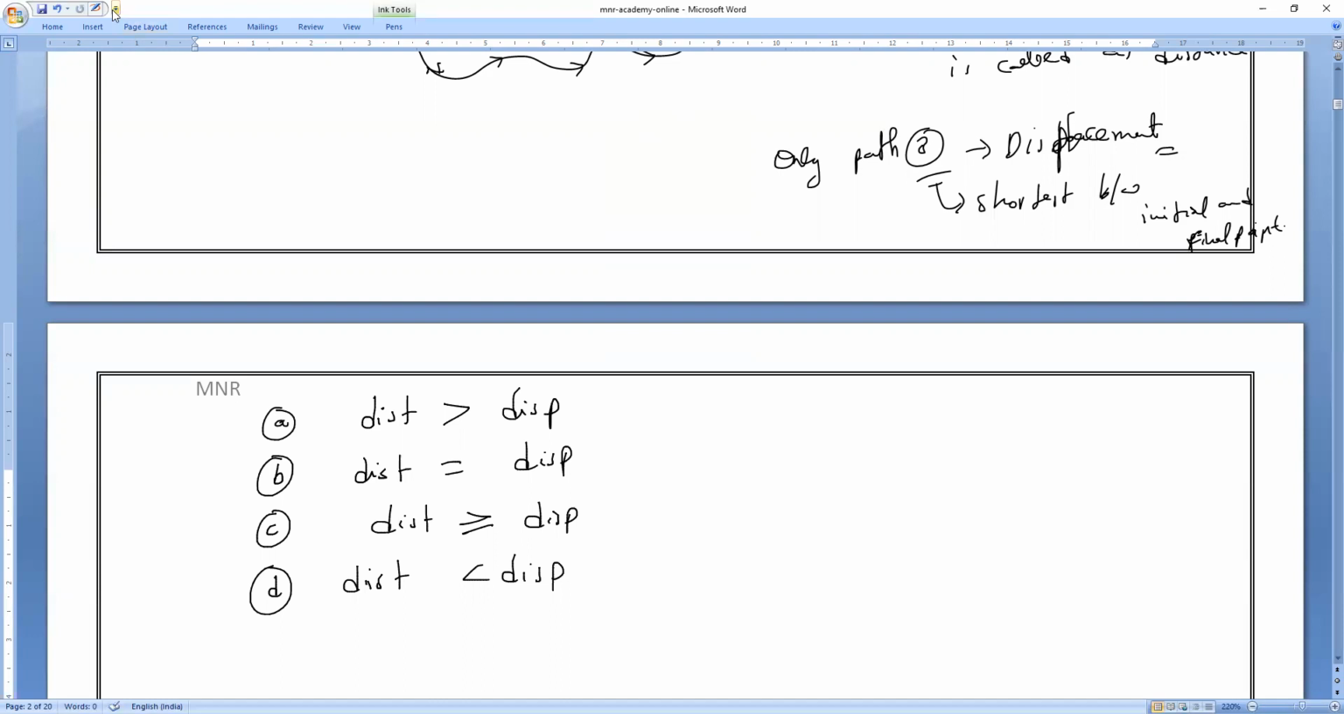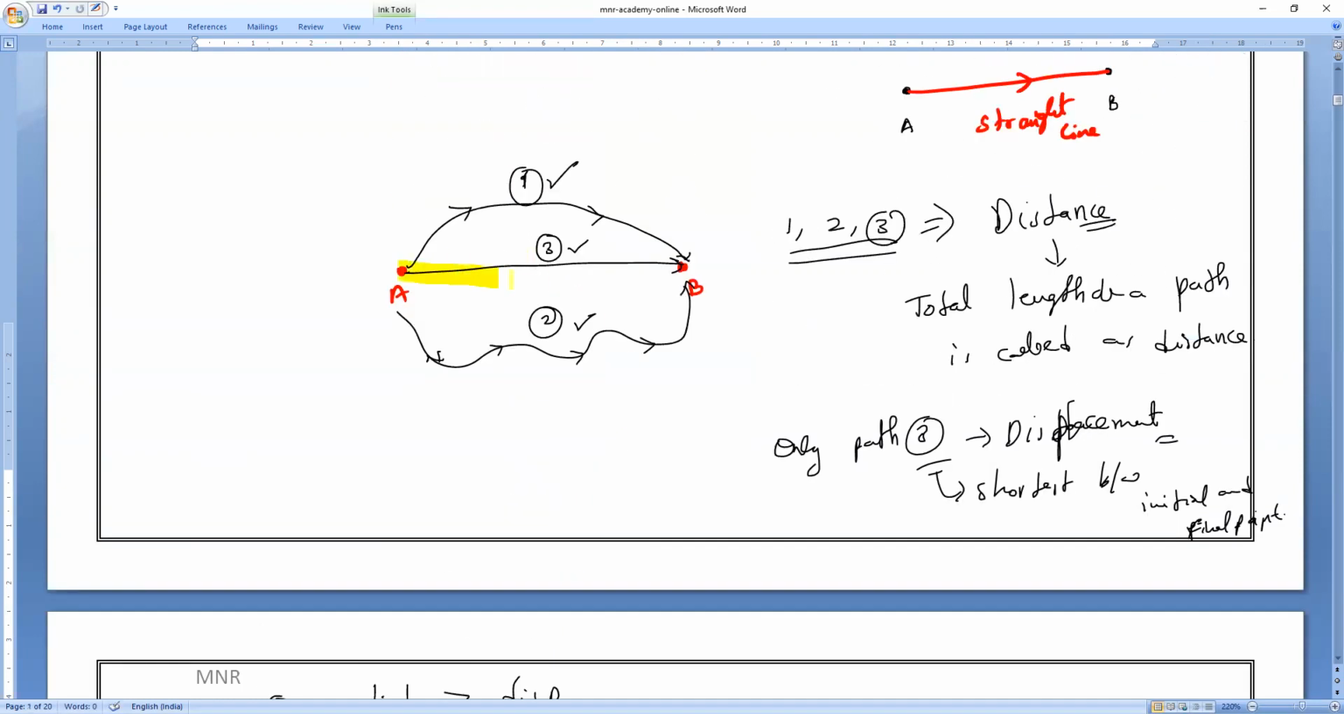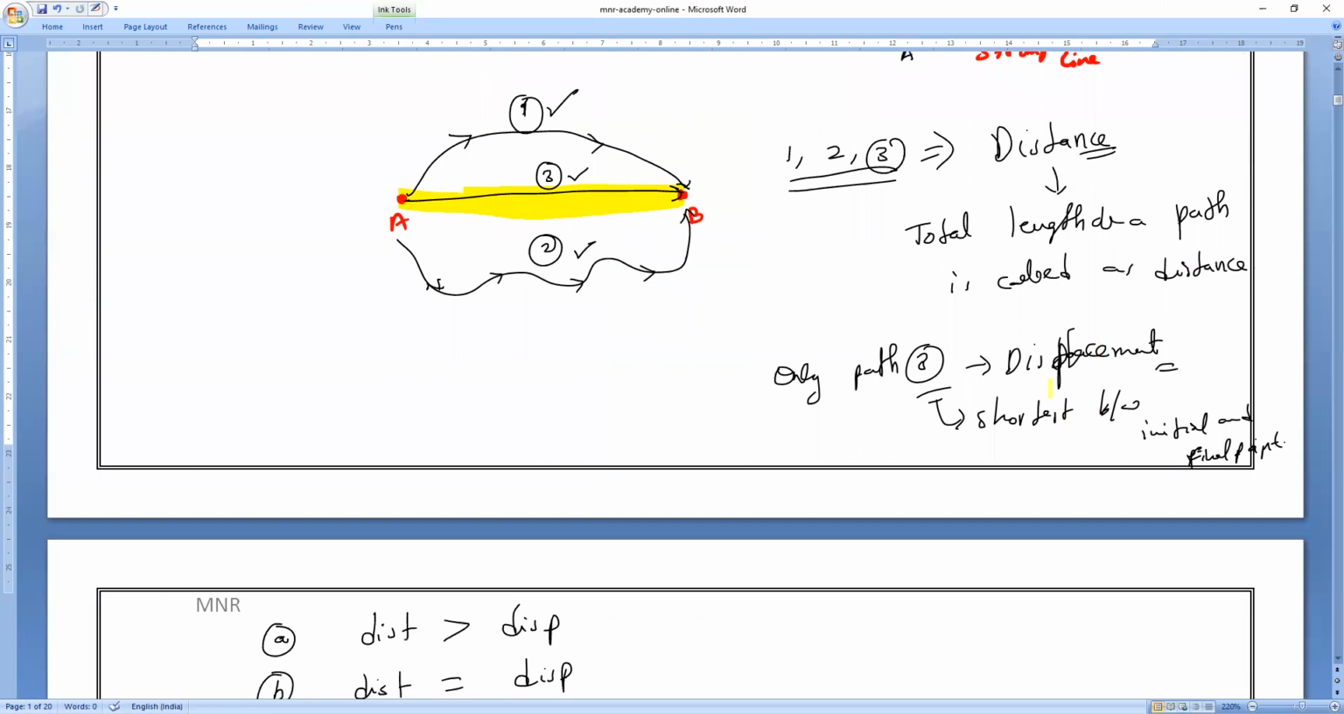Keep in mind, distance may be equal to displacement, in which case, path number 3, distance and displacement both are equal. But if you take any other path, distance is larger than the displacement. Displacement means it is the shortest path. So as we know, every displacement is a distance.